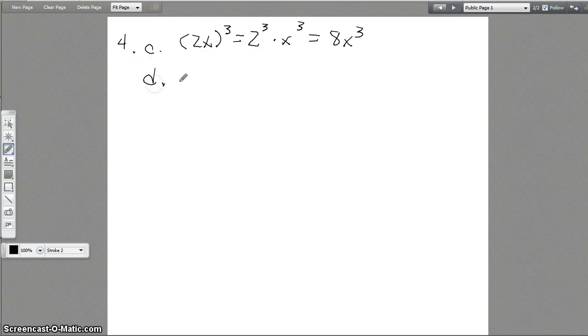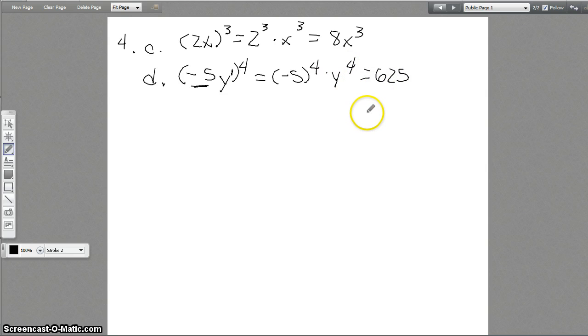Now we're going to do D. D is negative 5y to the 4th. Okay, the first thing we're going to do is raise negative 5 to the 4th power. That means we have negative 5 to the 4th times y to the 4th, because remember, y is automatically to the first power. So we multiply our powers. 1 times 4 is 4, so this is y to the 4th. Negative 5 to the 4th power is 625. Remember, when you raise a negative number to an even power, you get a positive number. So it's 625 times y to the 4th.